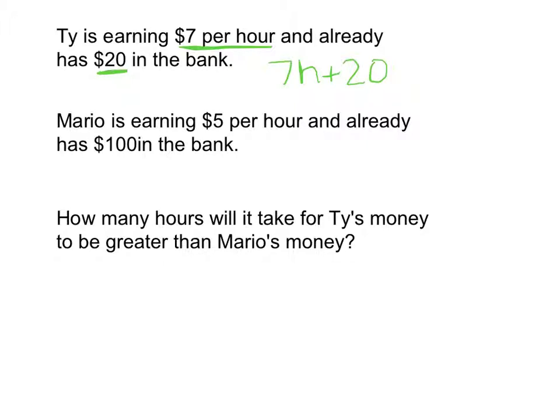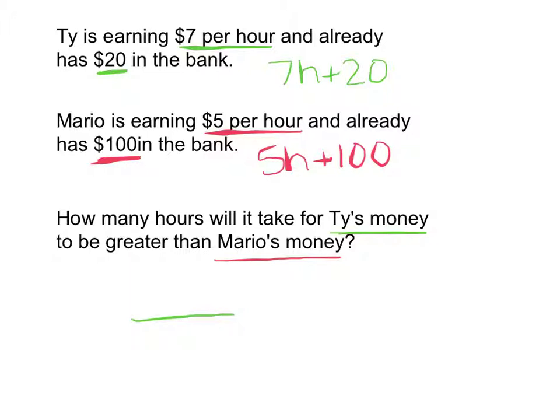Now we have Mario, he'll be red. Mario is earning $5 per hour, and he already has $100 in the bank. So Mario would be 5h plus 100. Now, I want to know how many hours it will take for Ty's money to be greater than Mario's money. So I'm glad I used these colors here. Ty's money, Mario's money. We want to compare them. We want the green to be greater than the red.